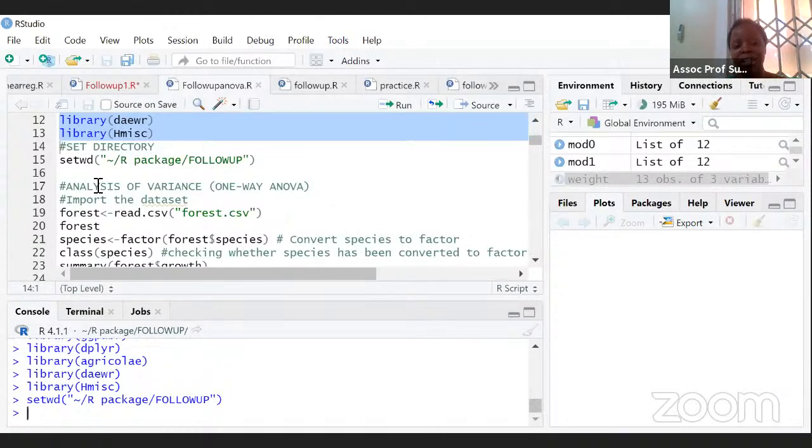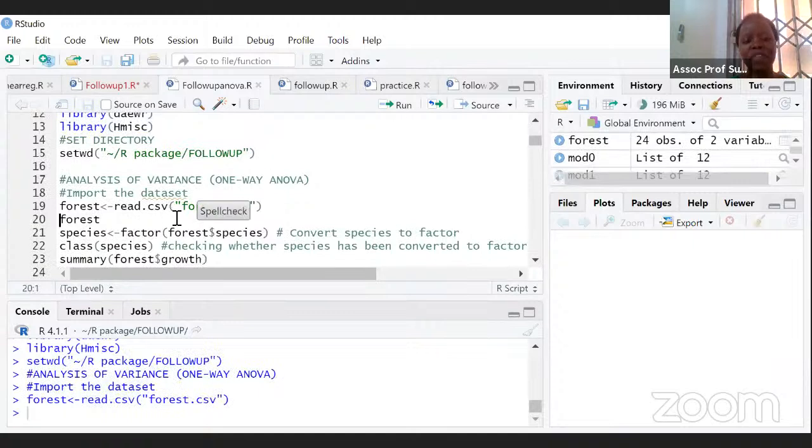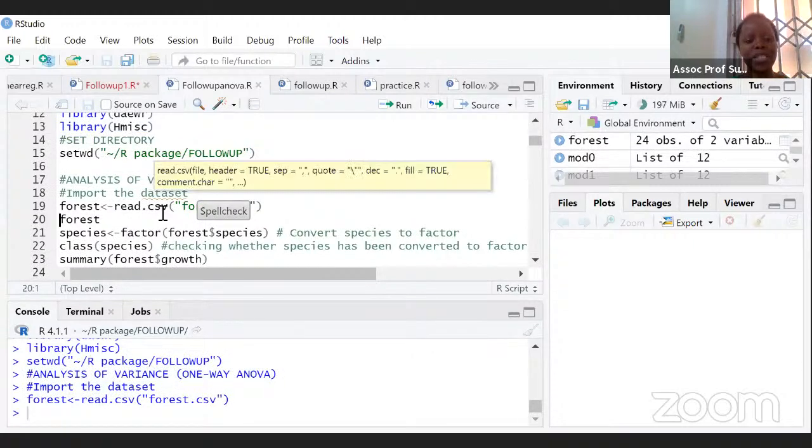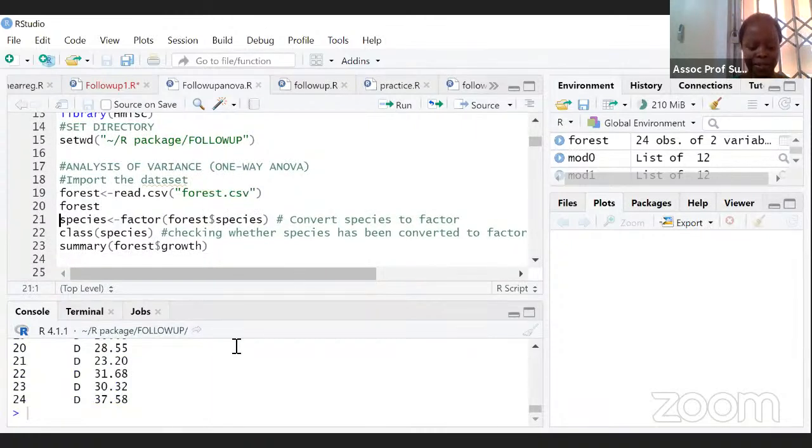read.csv. I know that by this time you know how to write these scripts, even if we don't give them to you. So probably we give you a practical where you have to write the scripts yourself. So I have read in forest.csv, and I put in forest for me to see what is in forest. So there we are.